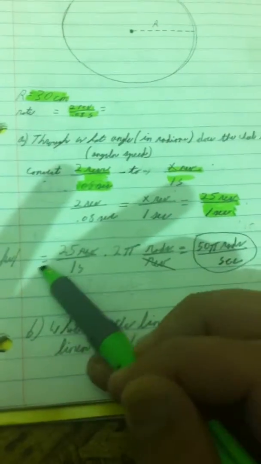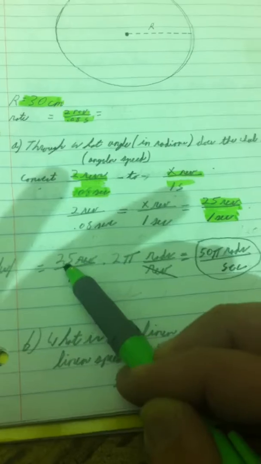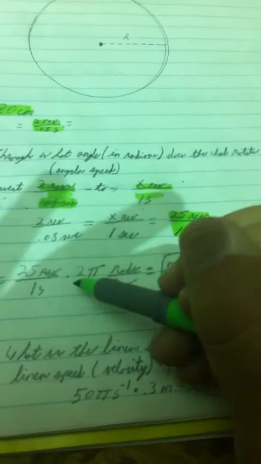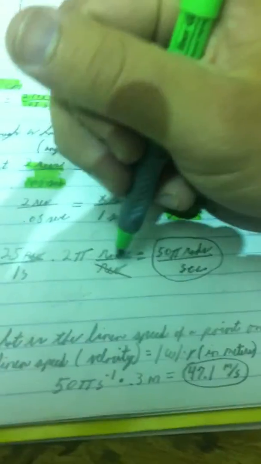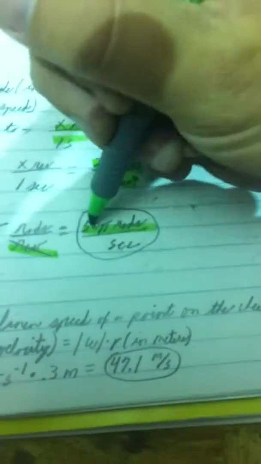From there, we know that angular speed is equal to our original 25 revolutions per second times 2 pi radians per revolution. Right here, our revolutions cancel, and we're left with 50 pi radians per second. And that is our angular speed.